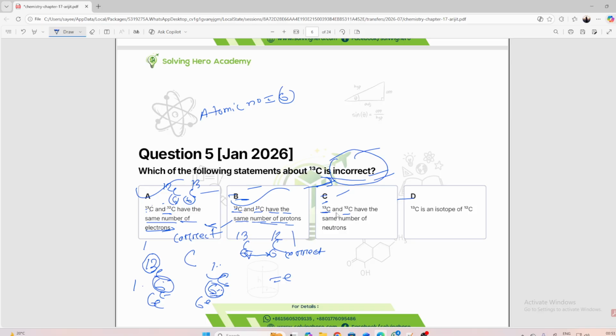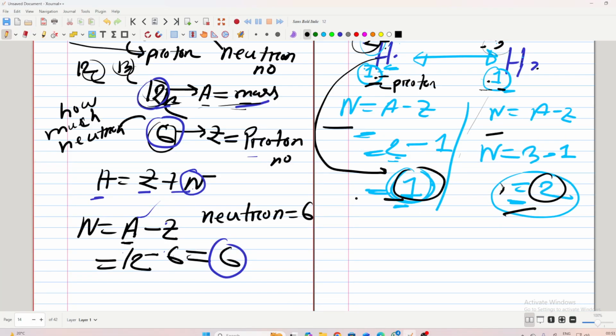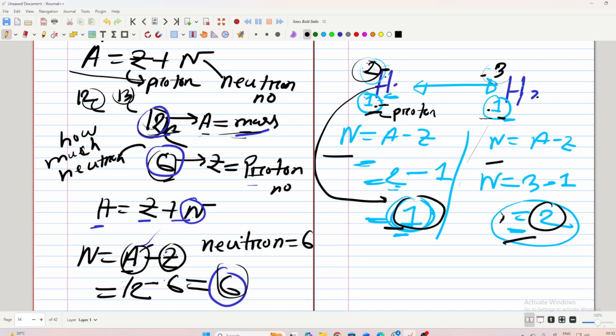We have already shown you how to calculate the neutron number. If we subtract the atomic number from the atomic mass, you will get the neutron number. Carbon-12 has mass 12 and proton number, or electron number, 6, so neutron number equals atomic mass minus atomic number: 12 minus 6. Am I clear? We have already discussed how to calculate the neutron number.